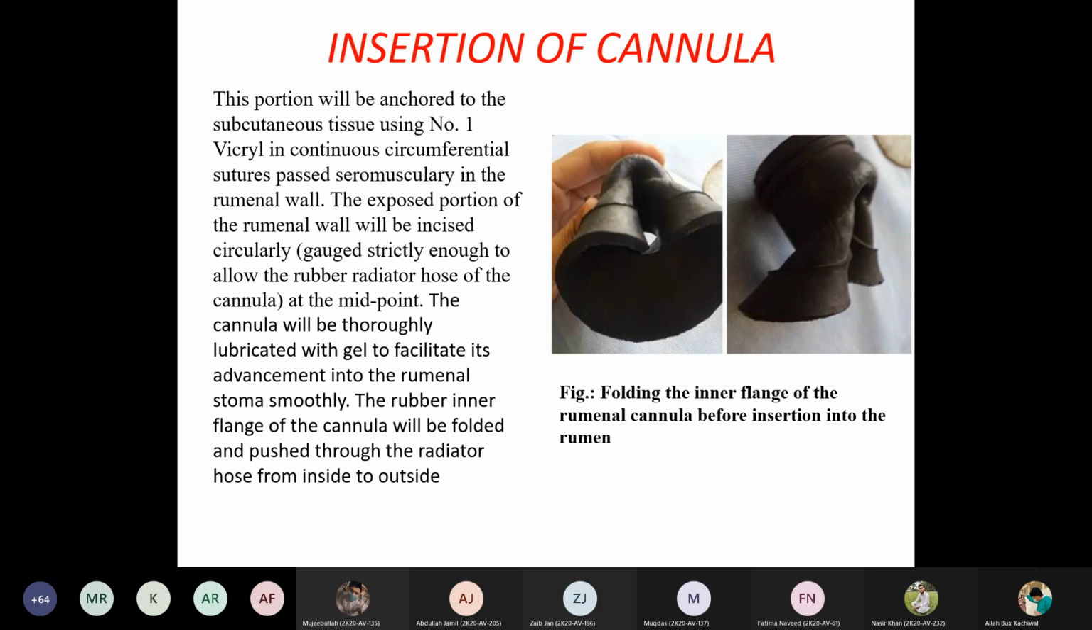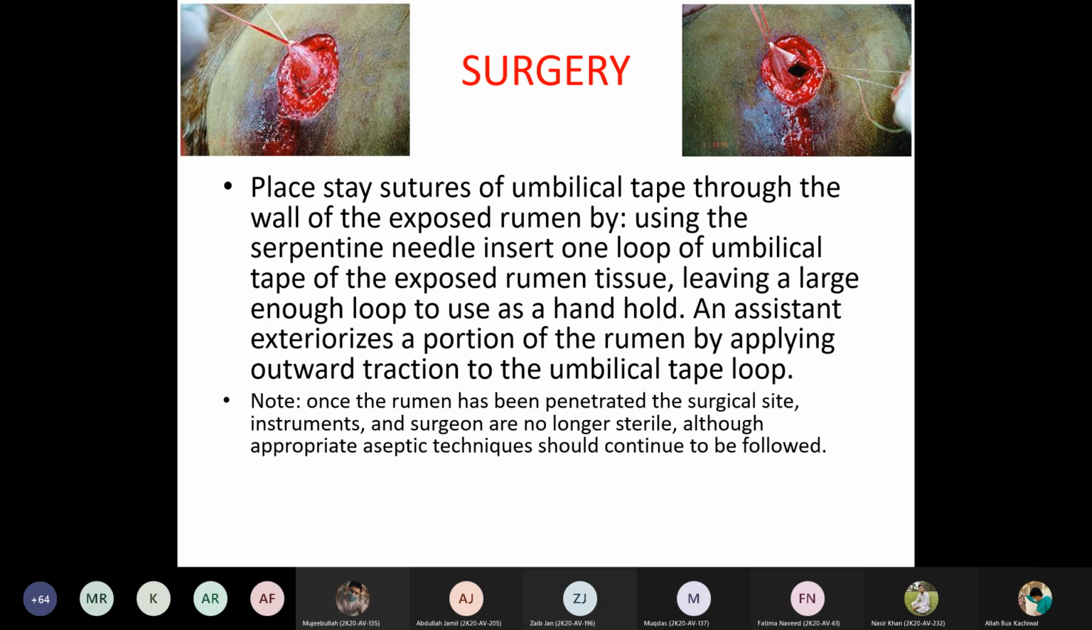The rubber inner flange of the cannula will be folded and pushed through the retainer holes from inside to outside. So this is the way by which you are inserting the cannula inside the rumen. It has to be lubricated so that it may pass through the incision site.